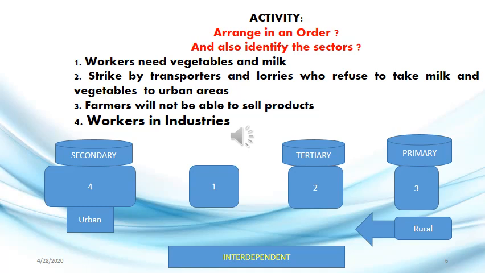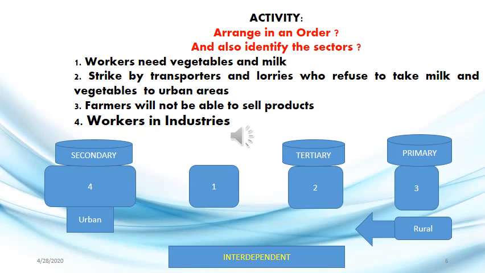But they will not be able to sell the product because their products will not reach the industry. Their products will not reach the workers. Why? Because somebody is disturbing in between industrial workers and the rural primary workers. What is that item that is disturbing? Item number 2. What is that? Strike by the transporters. Right? So, as these transport or lorries who are involved in this transportation activity are now on strike, that means the products of rural area now will not reach the urban area.